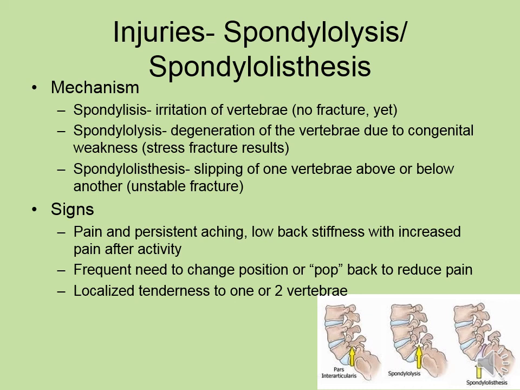For signs here, the person's going to have pain and persistent aching, low back stiffness with increased pain after activity. So these are going to be people who are really limited in walking, say for instance, or people who have more pain in the afternoon or in the evening versus in the morning. They're going to feel a frequent need to change position, and they'll often feel like their back wants to pop or it will pop, and then they feel like that will reduce their pain. They can have localized tenderness over 1 or 2 vertebrae, so usually we'll have a pretty good idea of where it is because they can show us where it hurts the most.